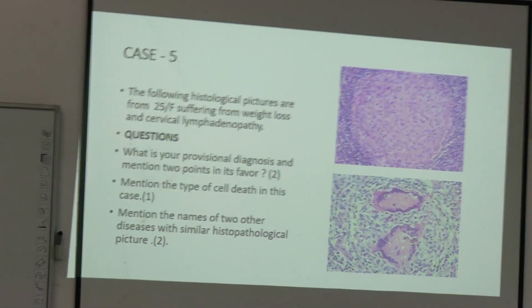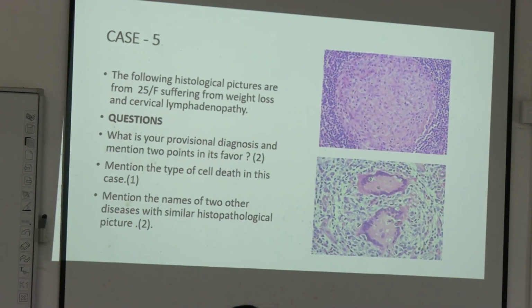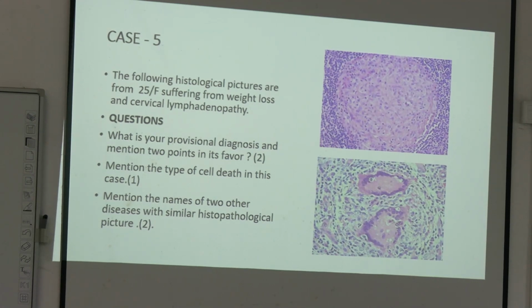Case 5, what is this? The following histological pictures are from a female aged 25 years and she is suffering from weight loss and cervical lymphadenopathy. Tubercular lymphadenitis. Simple. Why do you say tubercular? What is this? Caseating necrosis. What are these cells? Classical picture.